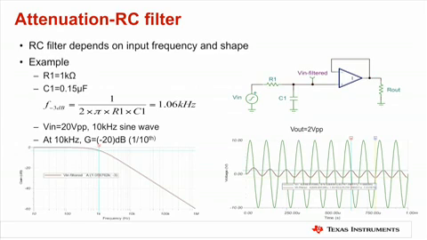Remember that the level of attenuation from the RC filter is dependent upon the input signal's frequency and shape. For example, let's use a 1 kilohm resistor and a 0.15 microfarad capacitor. Using F equals 1 over 2 pi RC, we can calculate that a 1.06 kilohertz signal will see 3 dB of attenuation using this combination. If we drop the circuit into TINA-TI, we can graph the frequency response of the RC filter and confirm 3 dB of attenuation at around 1 kilohertz.